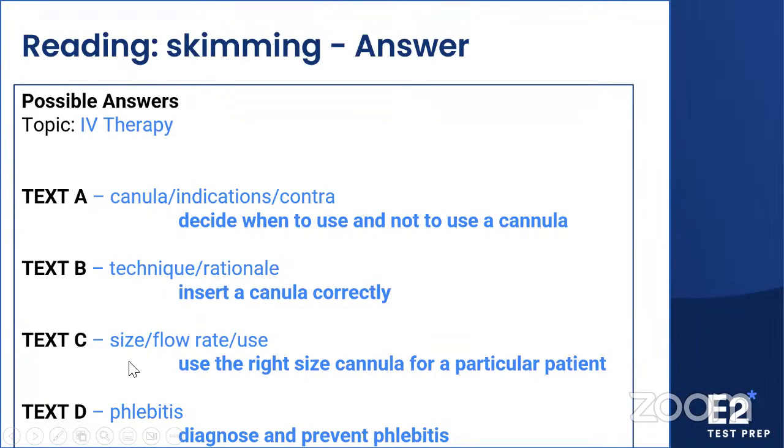For text C, we've got information about size, flow rate, and use. We could say the reader can decide how to use the right size cannula for a particular patient. And text D is about phlebitis. We might say it's about diagnosing and preventing phlebitis. Now, don't worry if you didn't come up with exactly the same words that are written here. The point is that you make it make sense to you. It's a bit like you're shaking hands with the text. You're getting to know things in general about it.